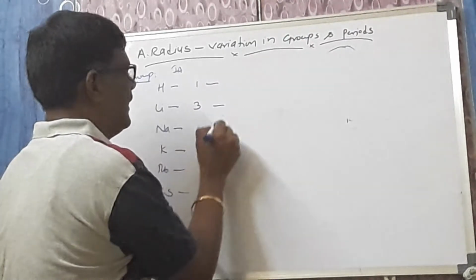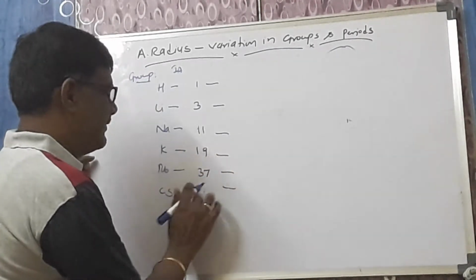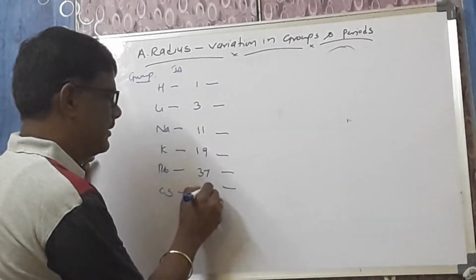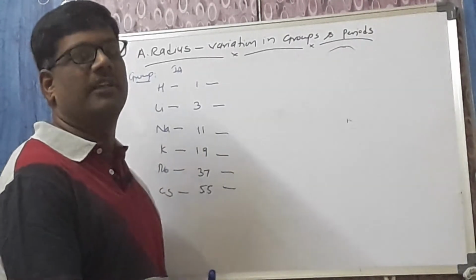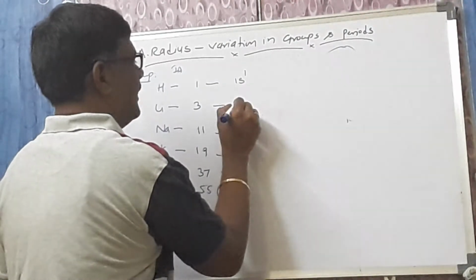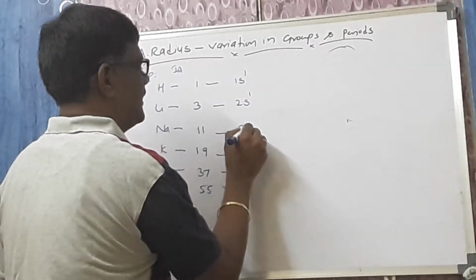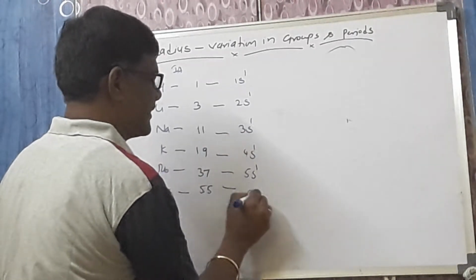Now I am writing the valency electronic configuration. Just add 37 plus 18, 55. So this is the atomic number, and the valency electronic configuration is 1s1. It will be 2s1, 3s1, 4s1, 5s1, 6s1.